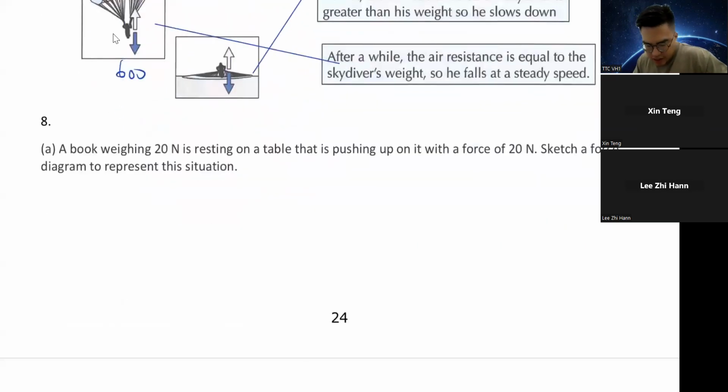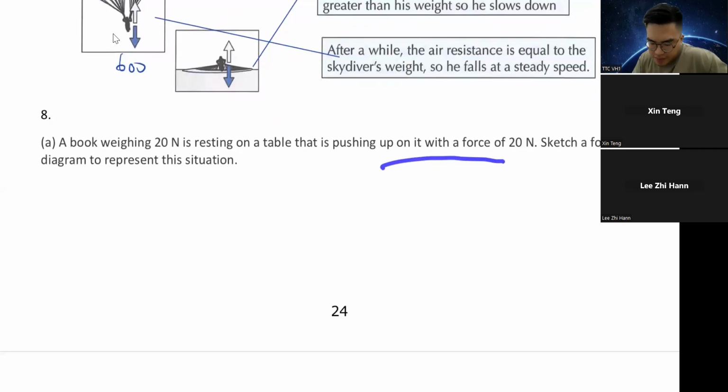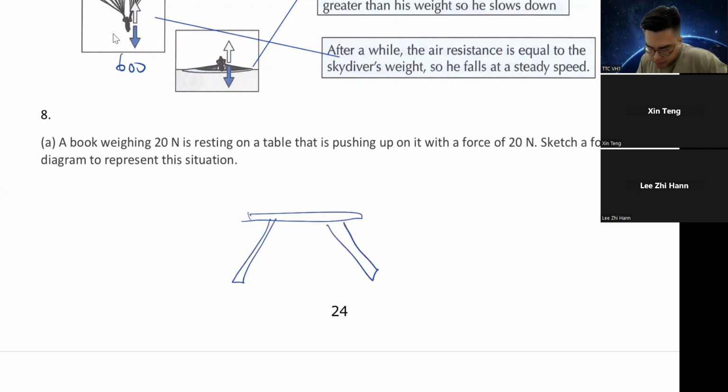Okay, next, number 8. A book weighing 20 Newton is resting on a table that's pushing up on it with a force of 20. Okay, so if this is a table, the book here, 20 Newton. So this is going down. There's another force acting up. This is also 20 Newton. Okay, and this force, the going up one, is what we call a normal force.